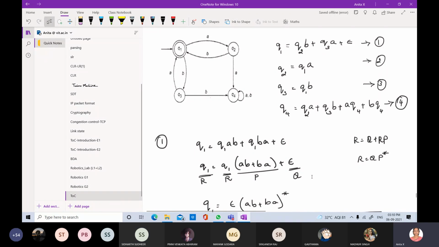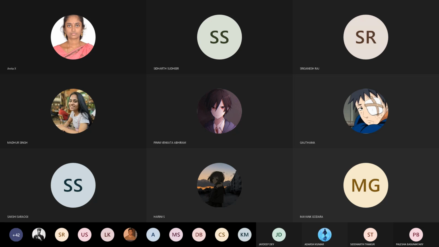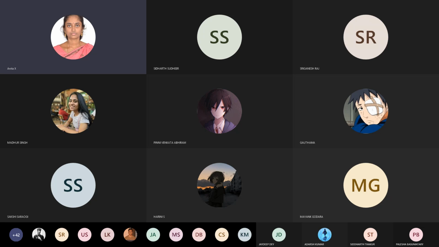Thank you. Okay. Now what you're going to try is to proceed with deriving the regular expression for this deterministic finite automata. Please do try it out. I share this. Yes, I have shared it in the chat box.